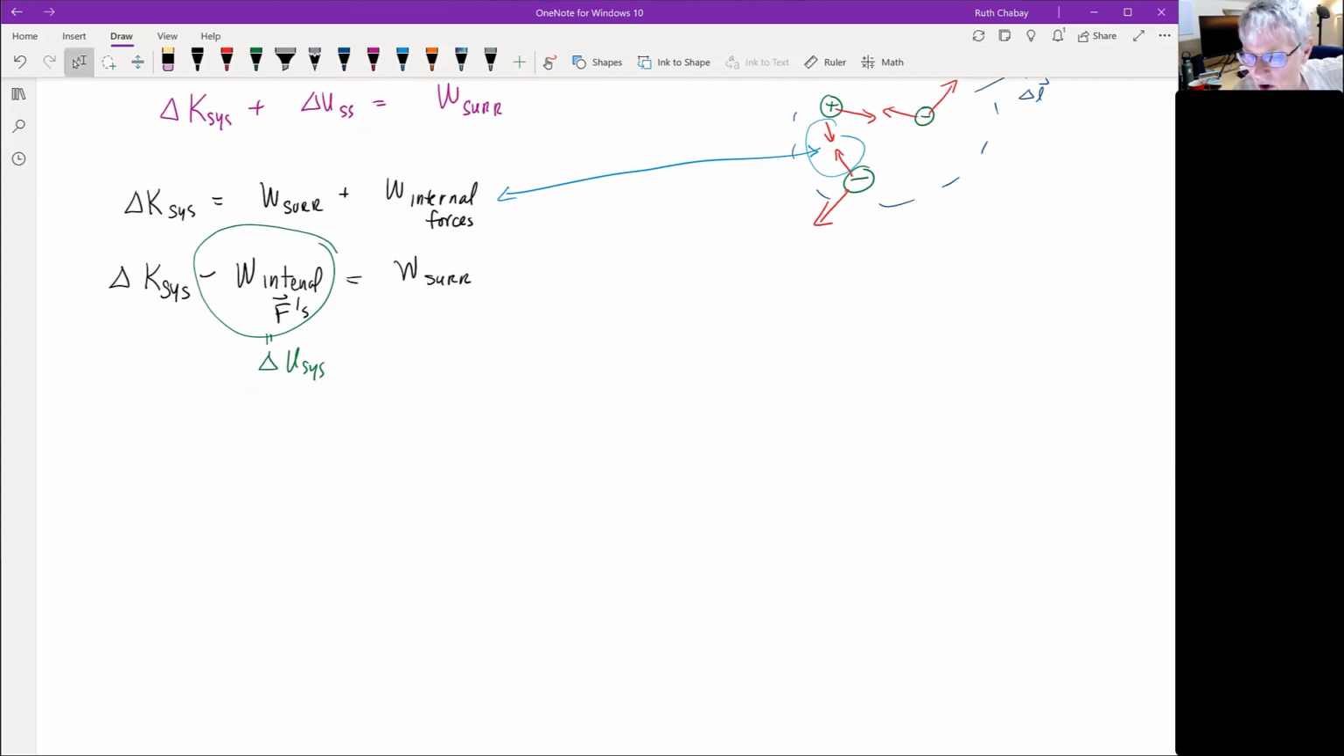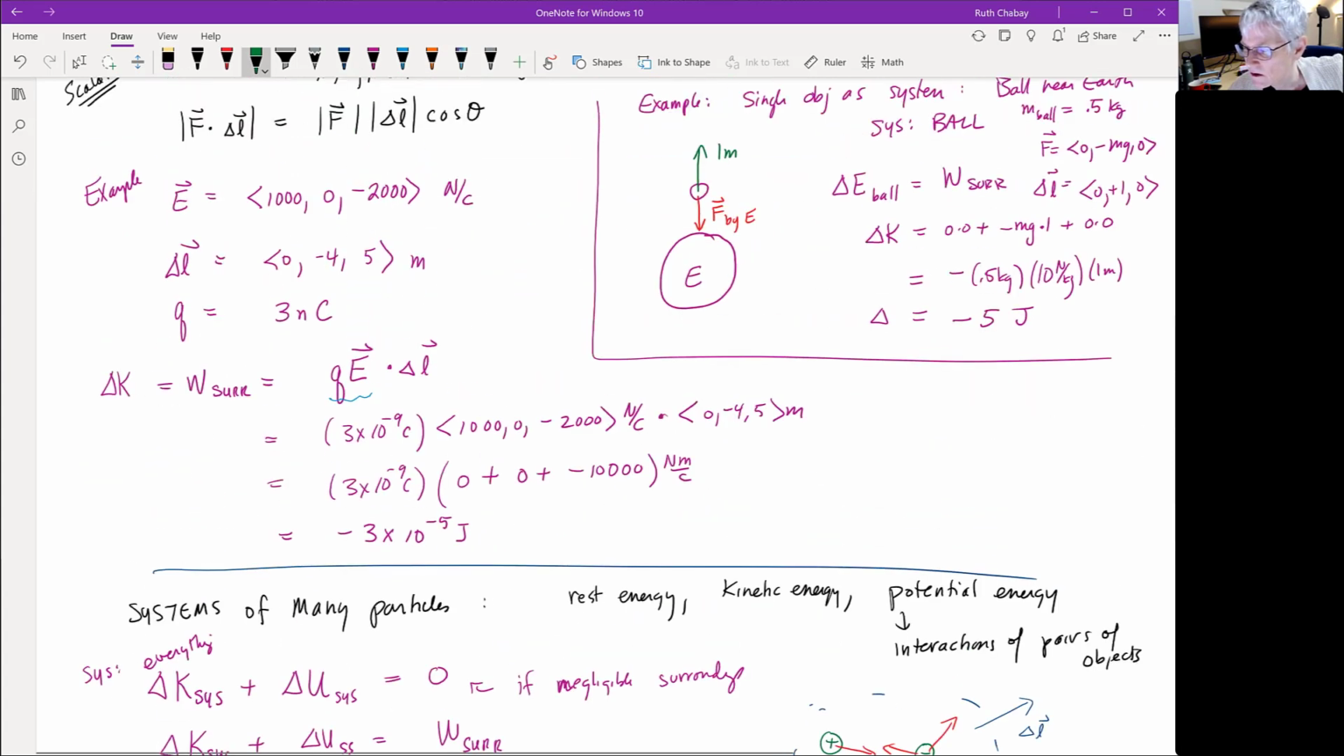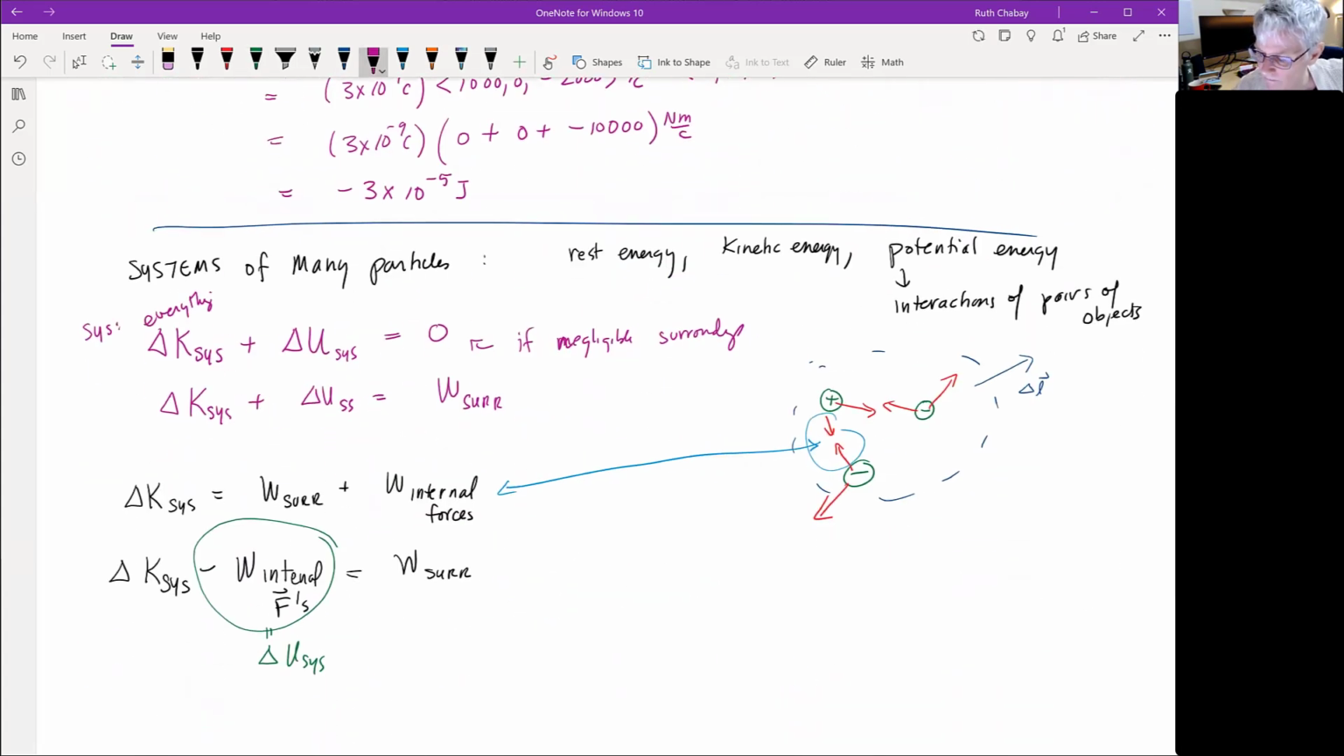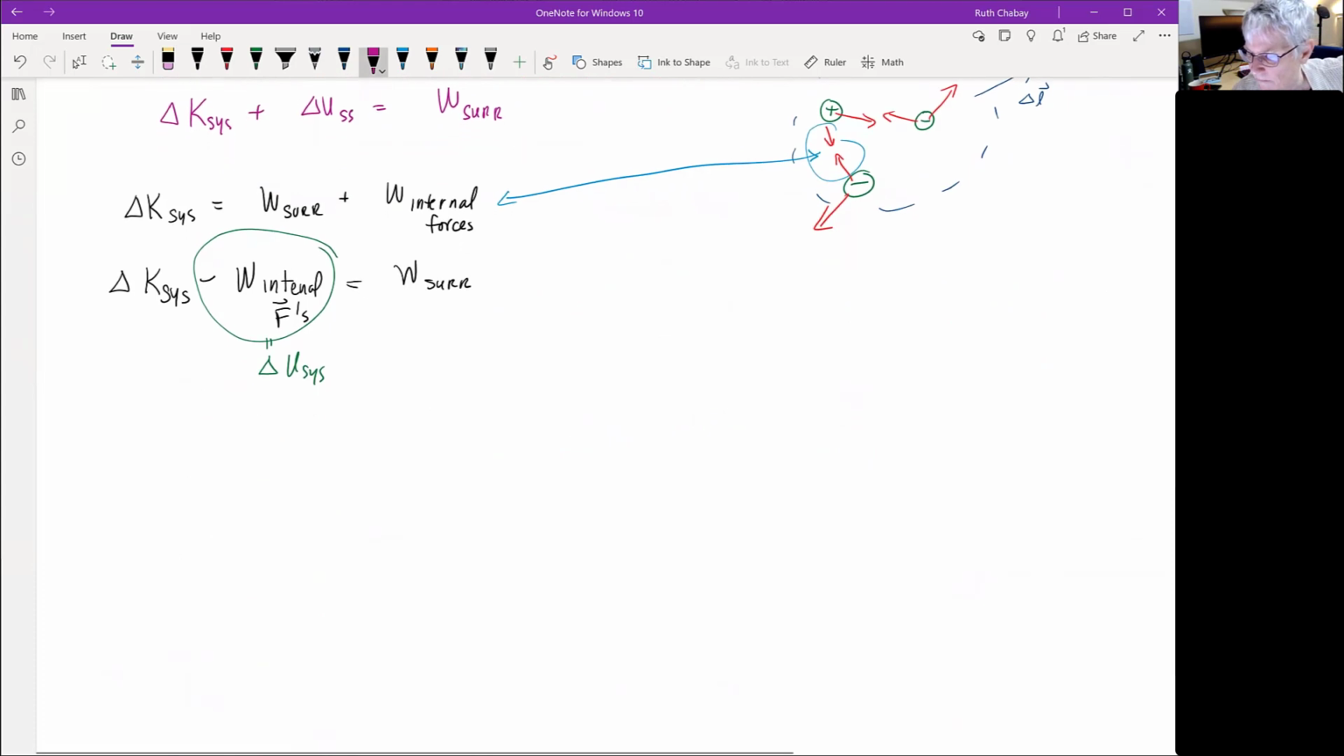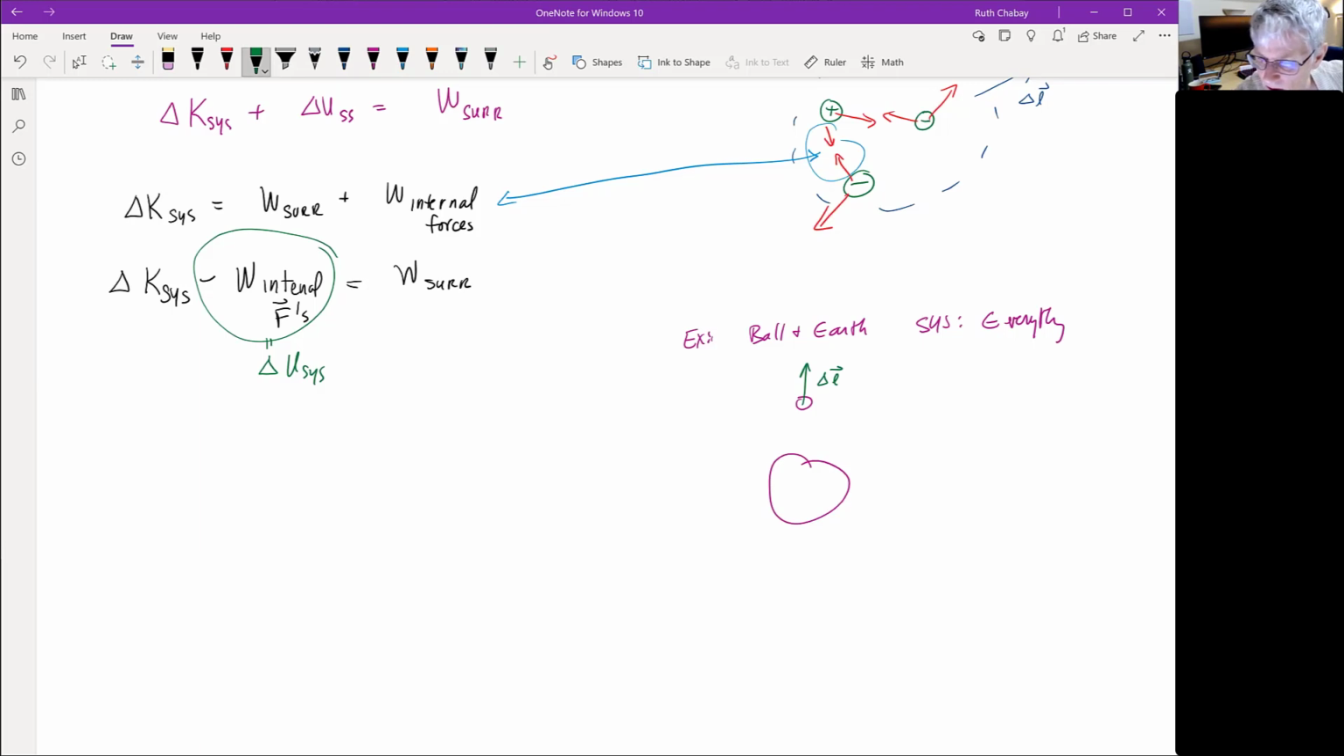So to come back to our ball example, let's see. So ball and earth, system, everything. So here's the ball, here's the earth. The ball goes up. The force by the earth is down.